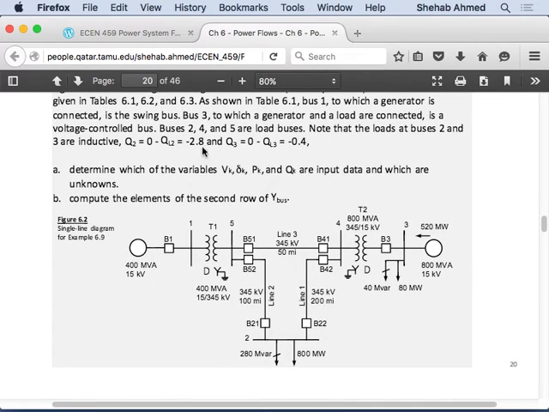So yeah, the reason I'm saying this is Q3 is not really relevant. I don't really care because it's a PV bus. I mean, this is not really something that I care about. I'm not going to even use it yet.